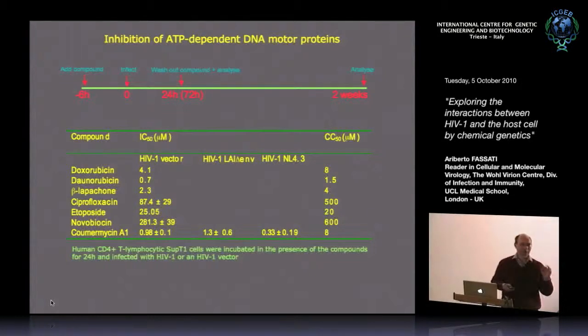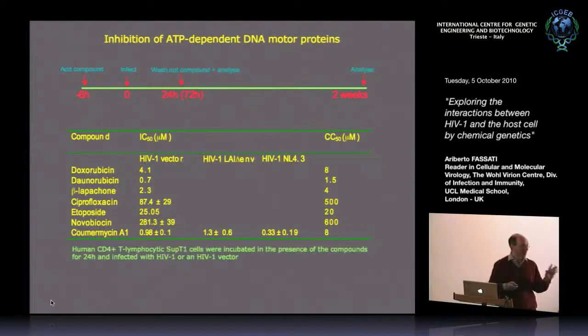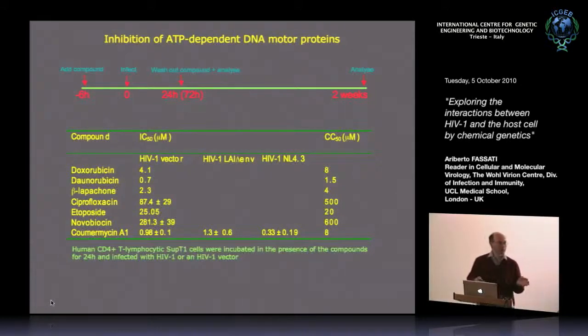So we decided to do a sort of pilot study. Let's not go at the beginning with a huge library of compounds, like 100,000. Let's go with very few compounds and one hypothesis, which turned out to be wrong, but never mind. We decided to see whether we could use inhibitors of ATP-dependent DNA motor proteins, for example, DNA helicases, topoisomerase 1, topoisomerase 2. The reason was that we know there are at least two steps in the HIV life cycle, nuclear transport and integration, that most likely will need some DNA rearrangement.